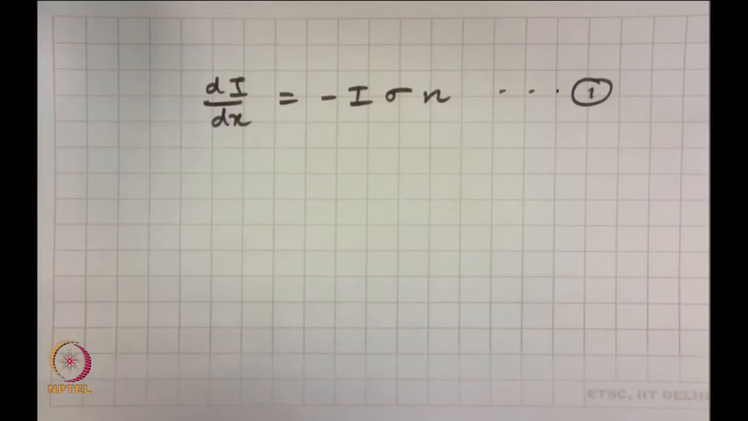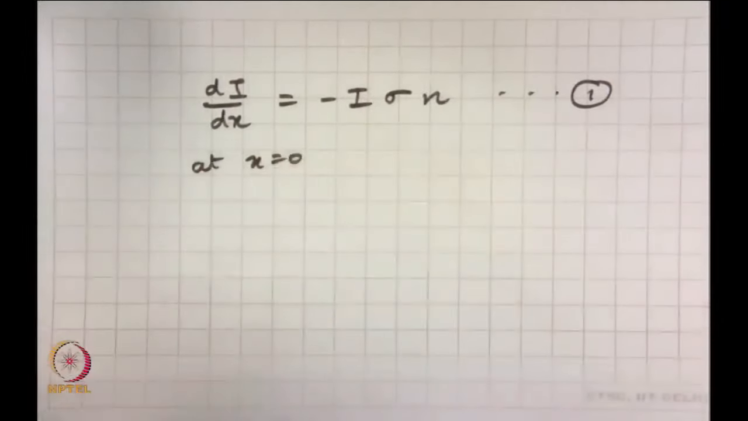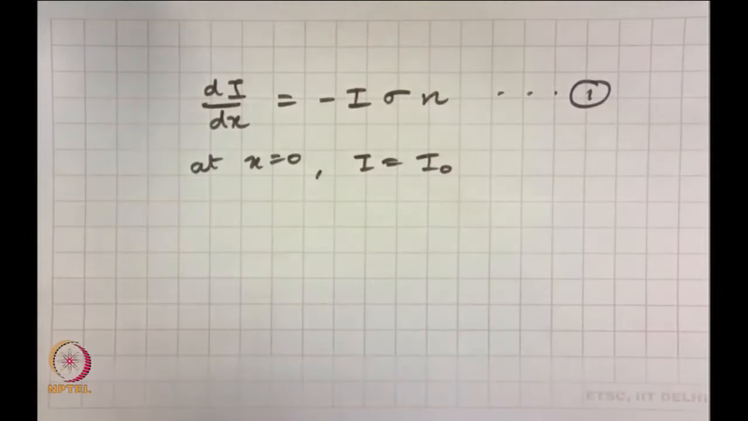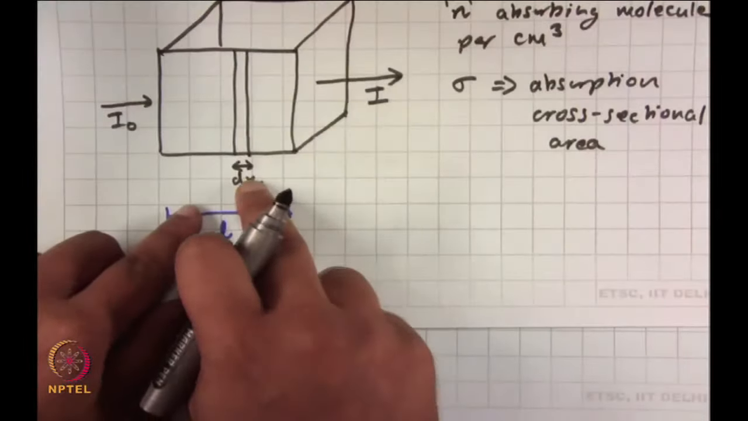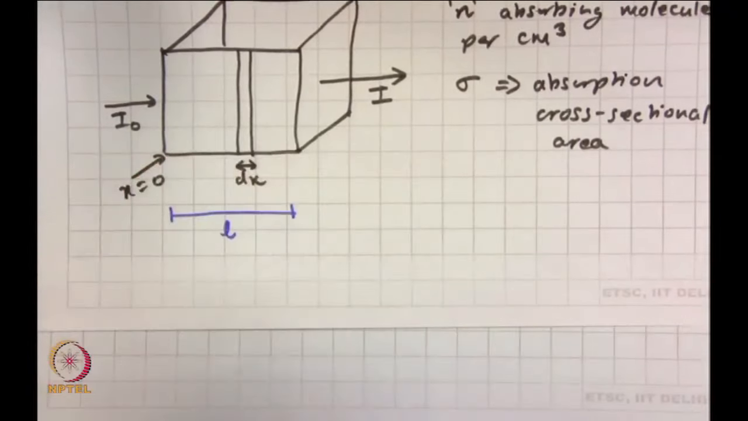So, now what I do is I impose boundary conditions, that means I say that at x equal to 0, I equal to I0. Now, what does x is equal to 0 mean? X is equal to 0 means this. See, I had taken dx, so x equal to 0 would be this one. So, that means x is equal to 0 where it has not yet entered the sample, I have the intensity I0, that means nothing has absorbed. Good.